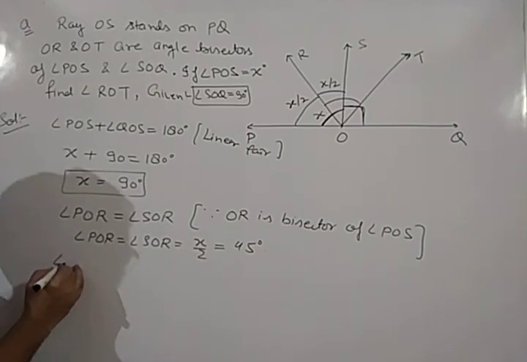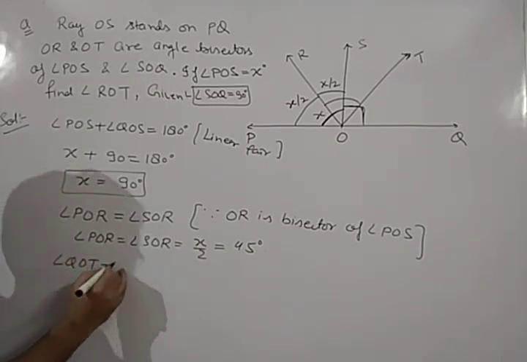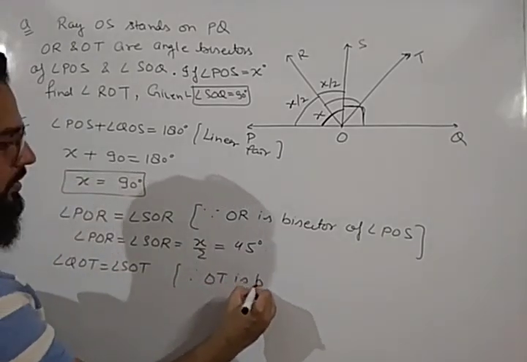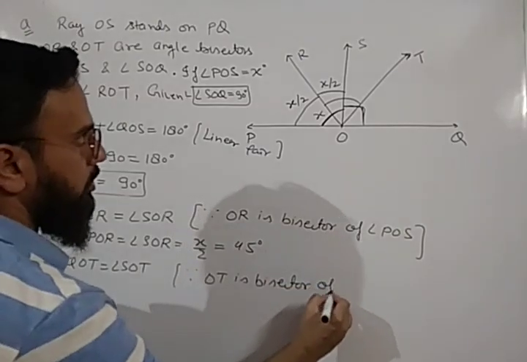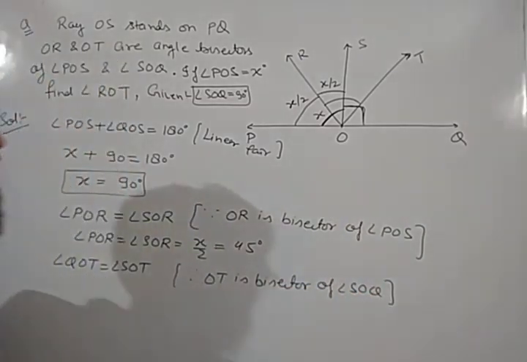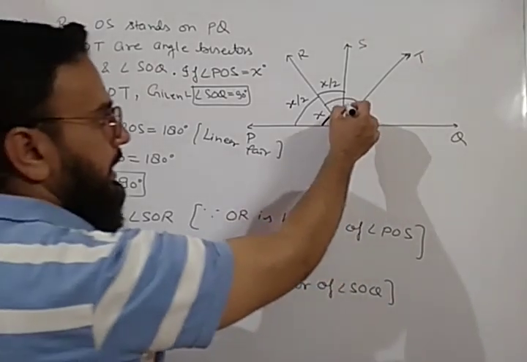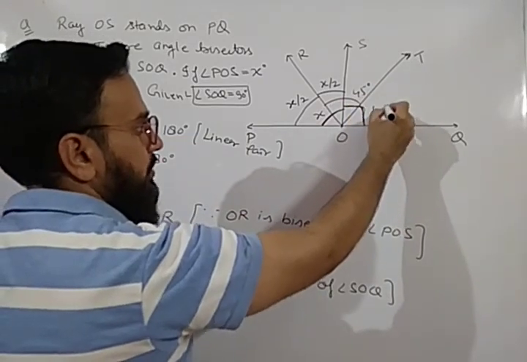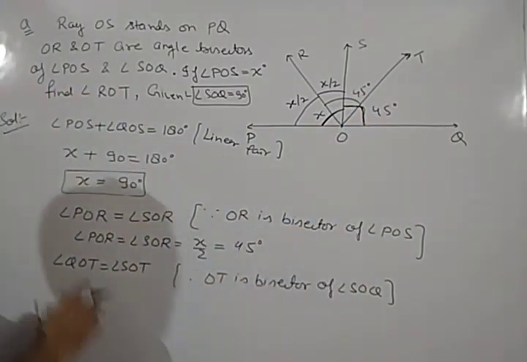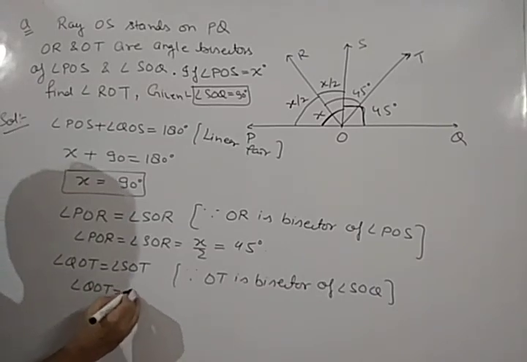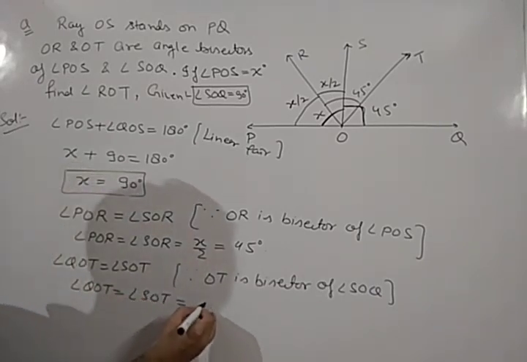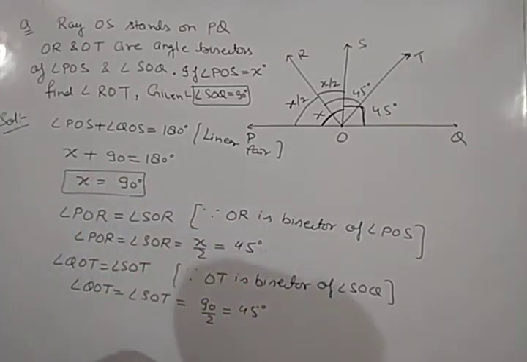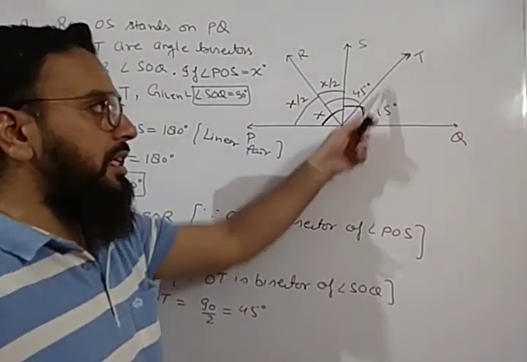Similarly, angle QOT is equal to angle SOT. Why? Because OT is the bisector. Again, it is given that OT is the bisector of angle SOQ. And what is this total angle? This total angle is 90. It means the bisector will give 45 degrees and 45 degrees. So we can write here angle QOT is equal to angle SOT. It will be equal to 90 by 2, which is 45 degrees. Clear? So we got the value of angle SOT, which is 45.